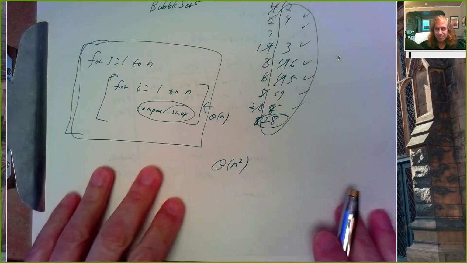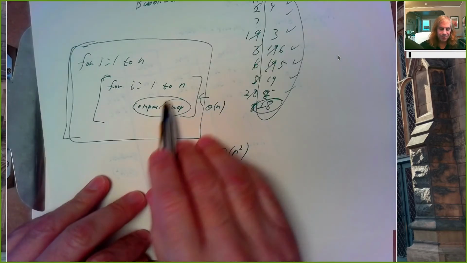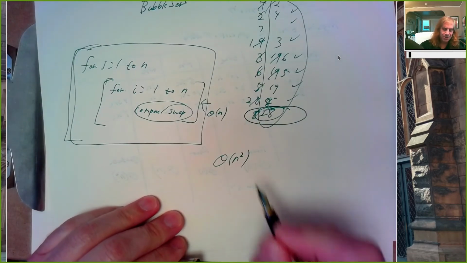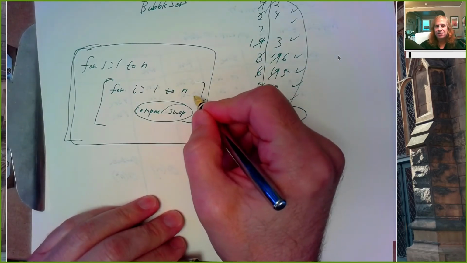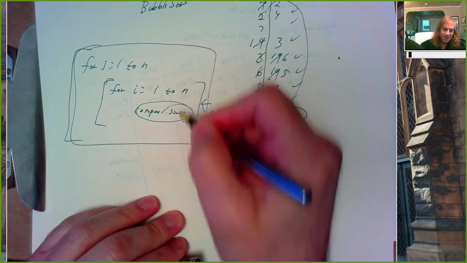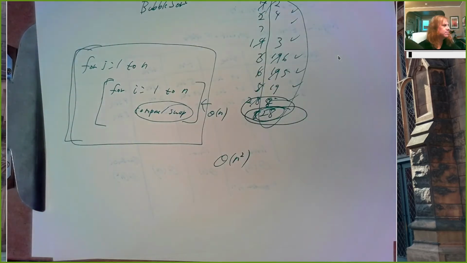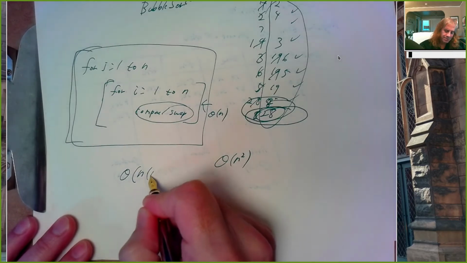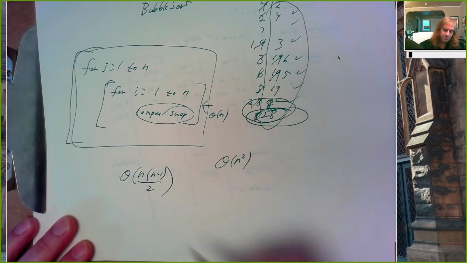You might also use an embellishment that, once we've gone through one inner pass, we know that this number is in the right spot. The next time through, we don't have to go up to n, we have to go up to n minus 1. And then we'll have two things in the right spot. The next time through, we have to go up to n minus 2. And so instead of n squared, this is going to end up being something like order n times n minus 1 over 2.